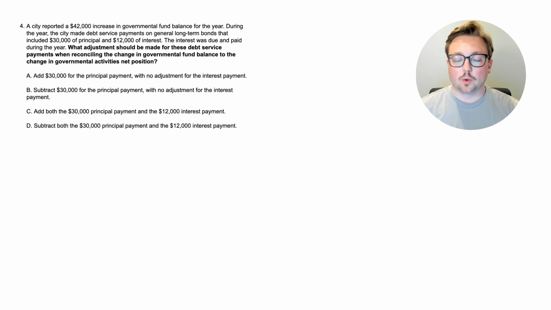All right, here we are at question 4. Let's read the last sentence first. What adjustment should be made for these debt service payments when reconciling the change in governmental fund balance to the change in governmental activities net position? So let's think about this. Think about what we've learned so far. Are they going to add $30,000 for the principal payment and have no adjustment for the interest payment? Are they going to subtract $30,000 for the principal payment and again with no adjustment for the interest payment? Are they going to add both the $30,000 principal and the $12,000 interest payment? Or are they going to subtract both the $30,000 principal and the $12,000 interest payment?